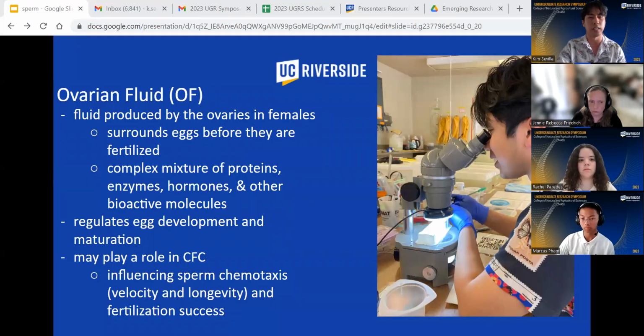So to expand more on the ovarian fluid, it is a fluid that is produced by the ovary that surrounds the eggs before they are fertilized. Pictured right is a picture of me extracting ovarian fluid from a female. It's a complex mixture of proteins, enzymes, hormones, and other bioactive molecules. Its primary function is to provide a supportive environment for the maturation and development of oocytes, or eggs. In addition to its normal function, ovarian fluid may also play a role in cryptic female choice by influencing sperm chemotaxis, such as velocity and longevity. I'll discuss more on that later, in determining fertilization success at various stages of the female reproductive cycle.